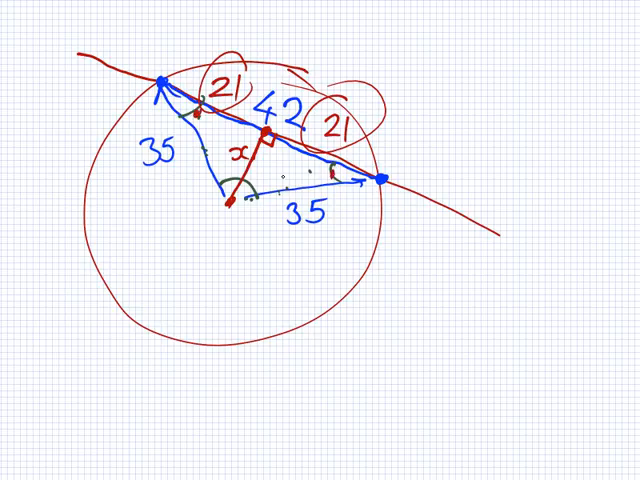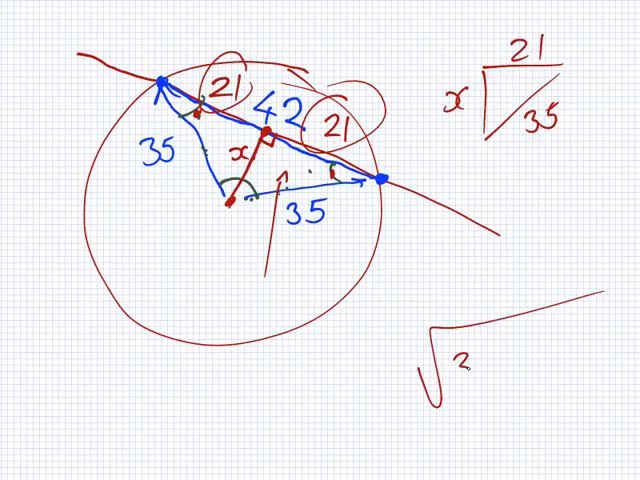So now if I look at this triangle, this is 21, this is 35, and I can get x from Pythagoras. It'll be 35 squared minus 21 squared. What's that? 28, is it? 28. Yeah.